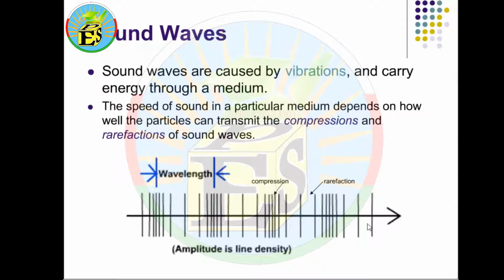If we see this line, this closed line is called compressions. This spread line is called rarefaction. Compressions mean high pressure. Rarefactions mean low pressure. The distance between the center of a compression and the next compression, we call it wavelength. Also it is the distance between the center of a rarefaction and the center of the next rarefaction. Like this. This is wavelength, this is compressions, and this is rarefaction, and this amplitude is line density.